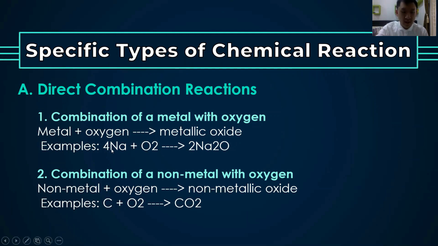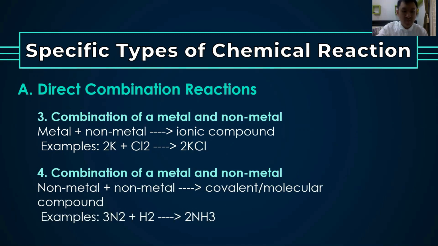Examples include 4Na plus O2 yields 2Na2O. Next is the combination of a non-metal with oxygen. Non-metal plus oxygen yields non-metallic oxide. An example is C plus O2 yields carbon dioxide. Next is the third, which is the combination of a metal and non-metal. Metal plus non-metal yields ionic compound. Examples include 2 potassium plus chlorine gas yields 2KCl.